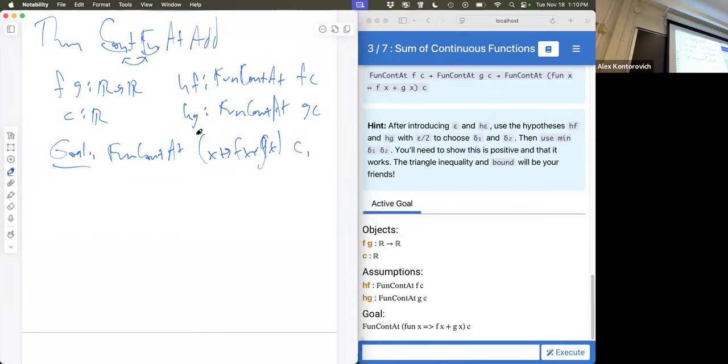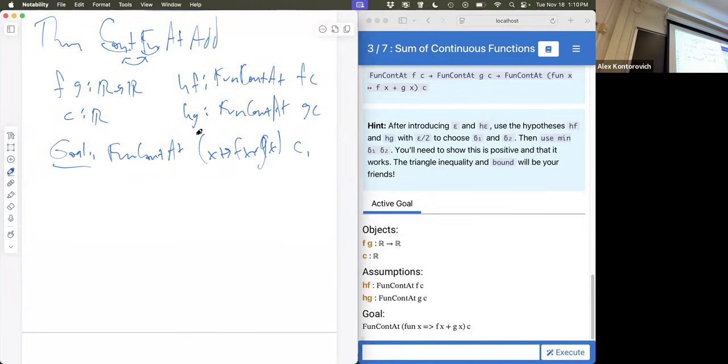Good that you're getting practice writing things, but there should only be two ideas. What are the two ideas? I was thinking that you gotta specialize the HF and HG to epsilon over 2, that's one idea. And the other idea?